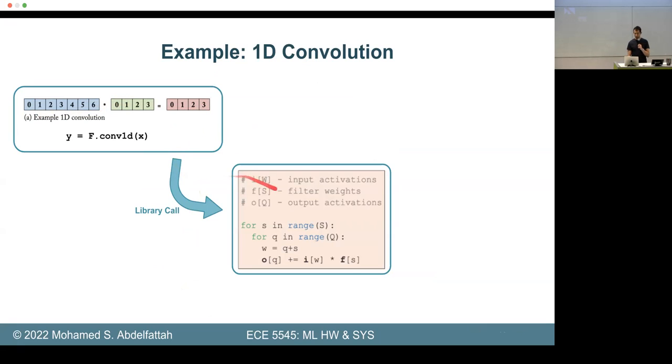So first, I'm going over the range of S, which is the filter size. And for each filter entry, I am going over all of the elements in my activation, so Q, and I'm multiplying it by that, and then adding it to a running sum, which depends on the index of the input. So for every input, I'm accumulating a running sum for every filter, right?